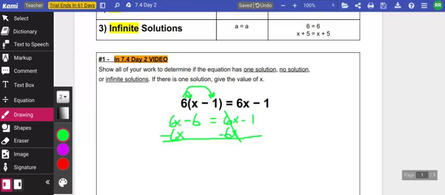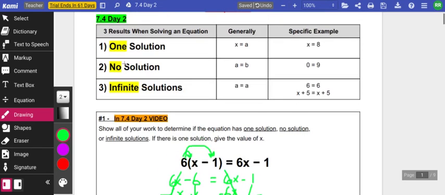And also what happens here? 6x minus 6x, those cancel as well. And so basically your variable is gone, and all you have is on the left side, you have -6. On the right side, you have -1. Okay, so is this true? Is -6 equal to -1? No, that is not true and never true. In fact, this is no solution.